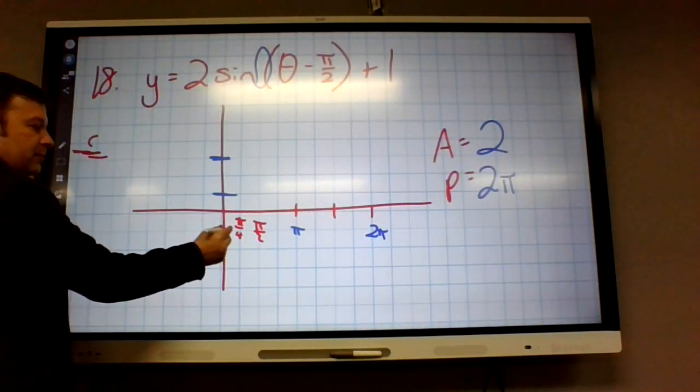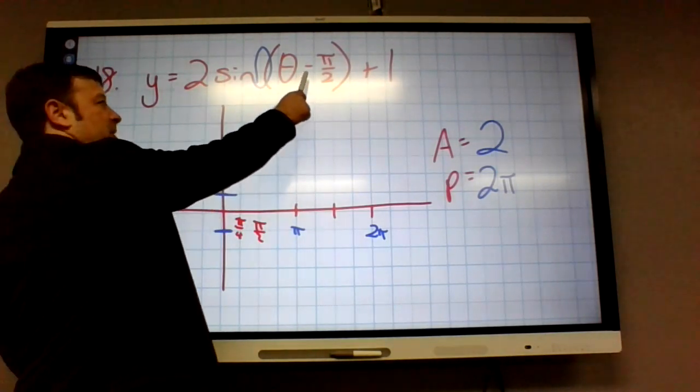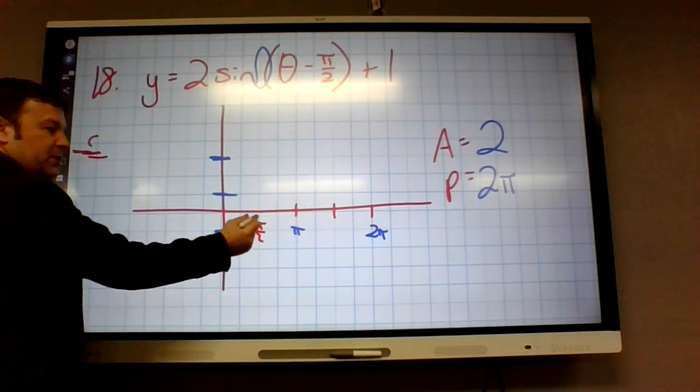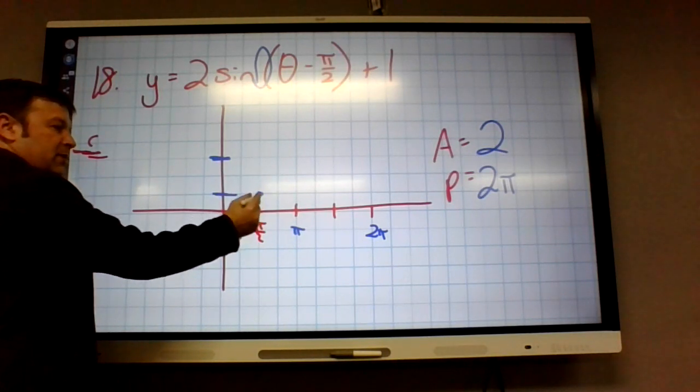The bottom of the graph will be down here, 2 below. Okay, what does the minus pi over 2 do to the graph? Right, pi over 2, which they marked on the graph right there. So this is the middle of our graph. It's up 1 and right pi over 2.